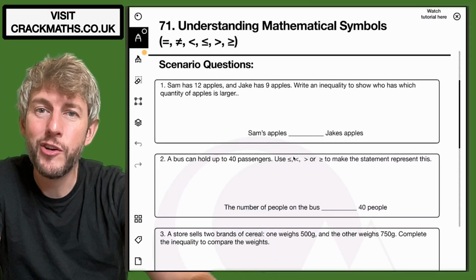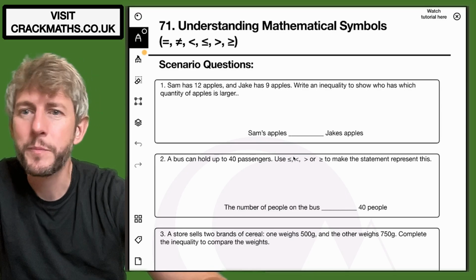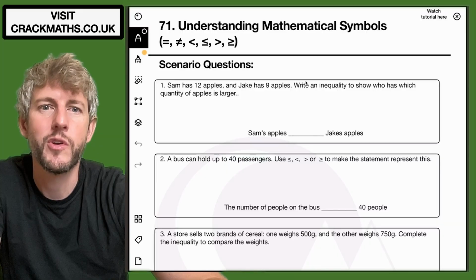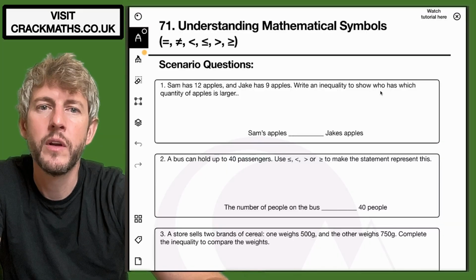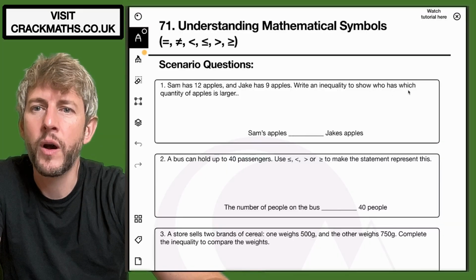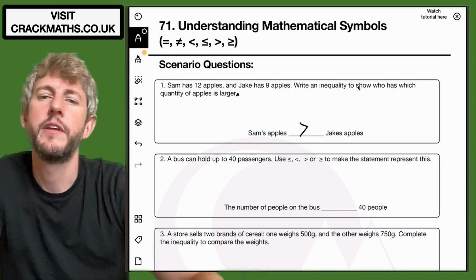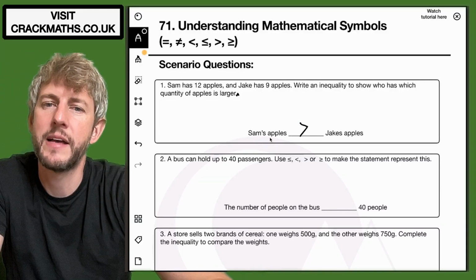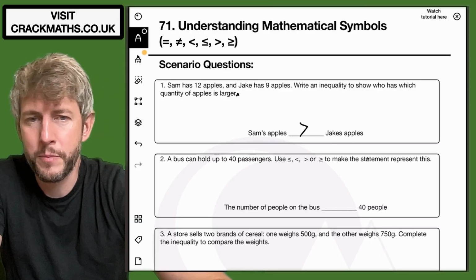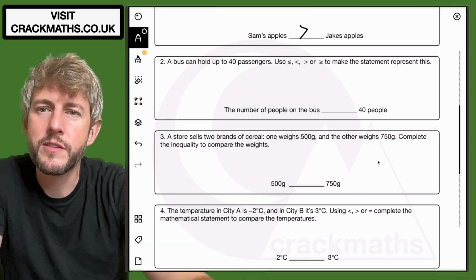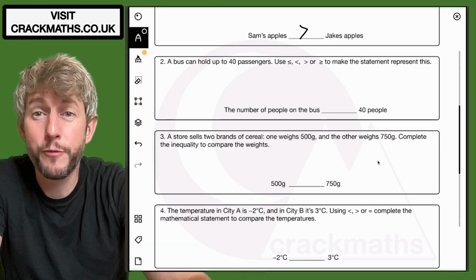Okay, let's have a look at the scenario questions now. So here we have Sam has 12 apples and Jake has 9 apples. Write an inequality to show which quantity of apples is larger. So Sam's apples are larger than Jake's apples. So the number of apples Sam has is larger than the number of apples Jake has. Okay. Question 2. A bus can hold up to 40 passengers.